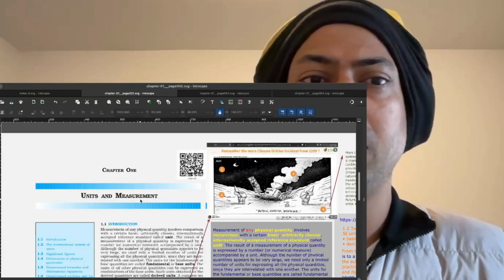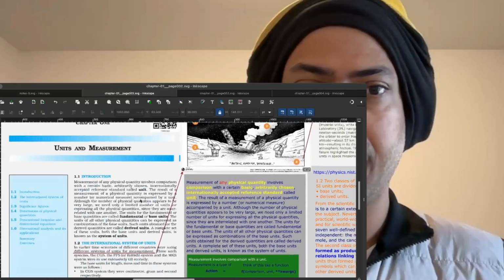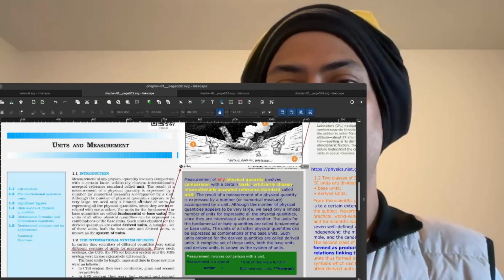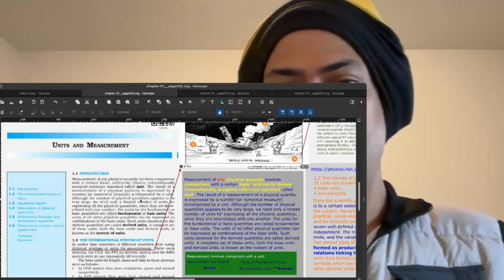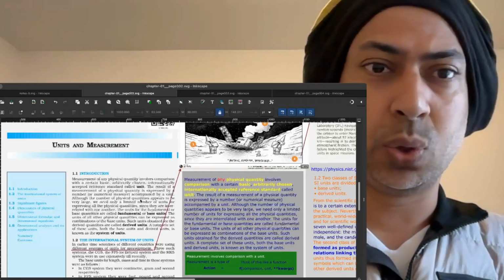So, chapter 1, units and measurement, we began this on Monday. We'll continue this today by revising what we studied in the last class and then moving forward. So, introduction.